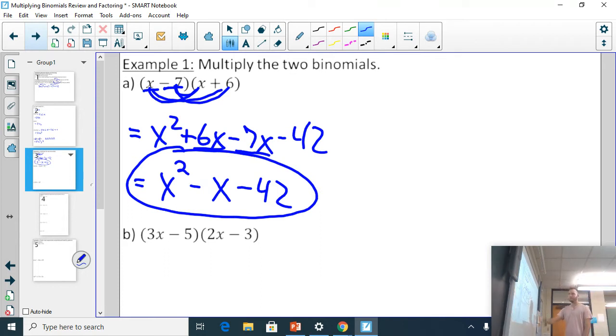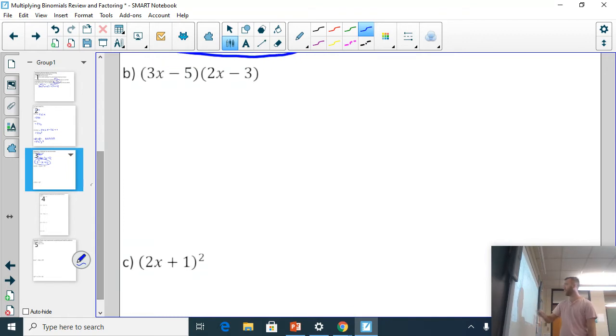And when we are multiplying these things, let's just take note of a couple things. We have a negative invisible 1 in the middle here. Notice how negative 7 plus 6 adds to that negative 1. And then notice how negative 42 is multiplied by negative 7 plus 6. Keep that in mind moving forward.